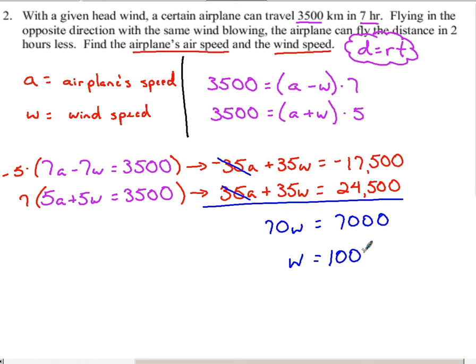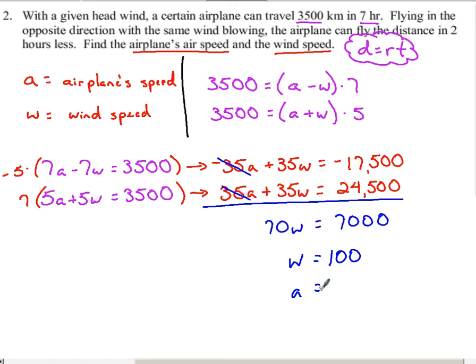So in this case, if you threw a unit of measurement on there, it'd be 100 kilometers per hour, right? With applications, we can always throw some units back on there. But wind speed, 100 kilometers per hour. If you want to figure out the airplane speed, because we are asked about that, right? Find the airplane's airspeed and the wind speed. Well, go back to one of your equations here. Plug in w as 100.